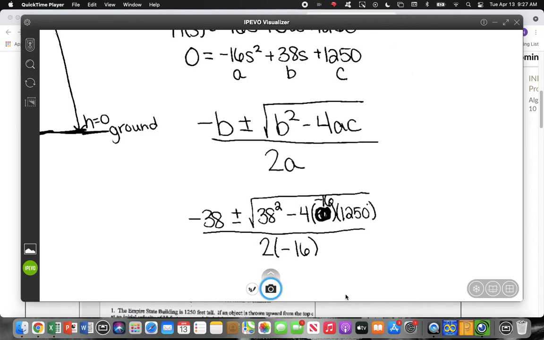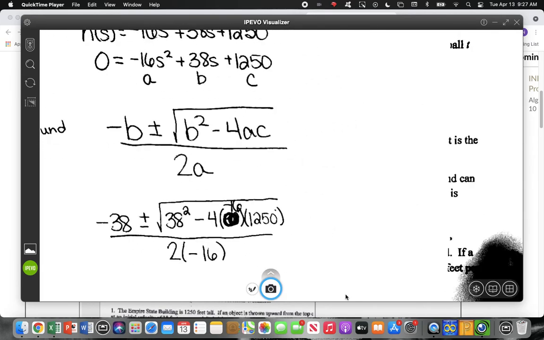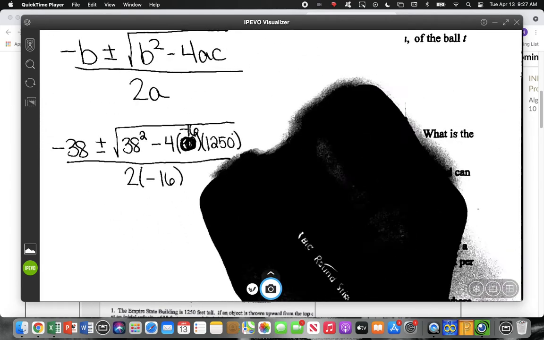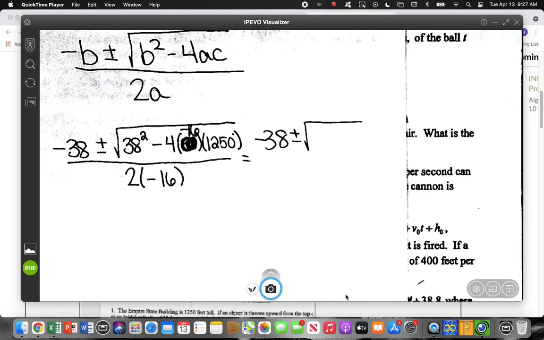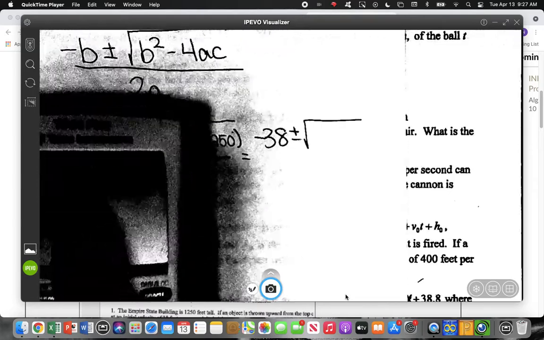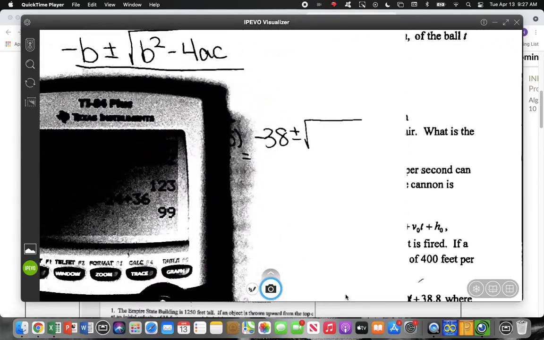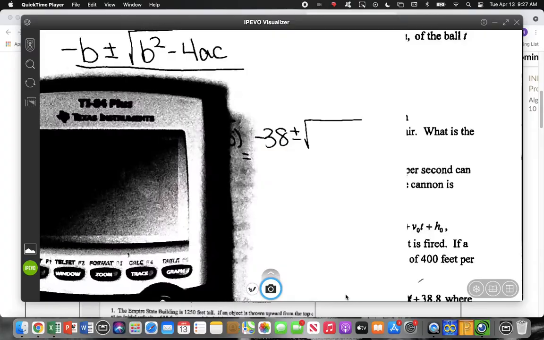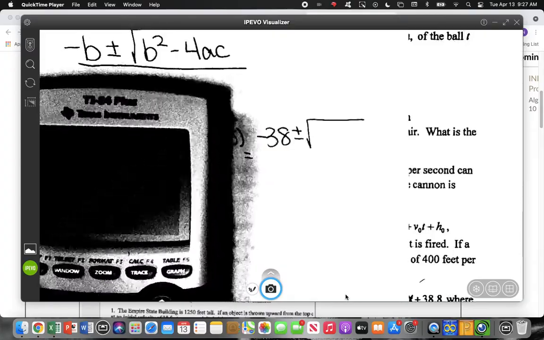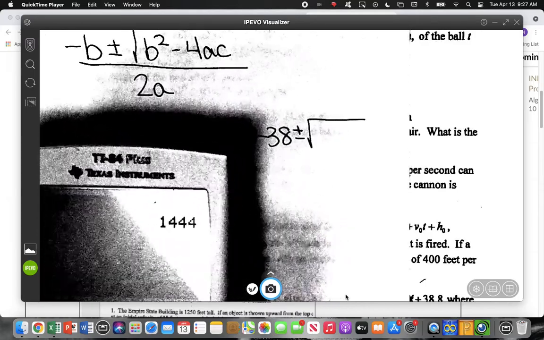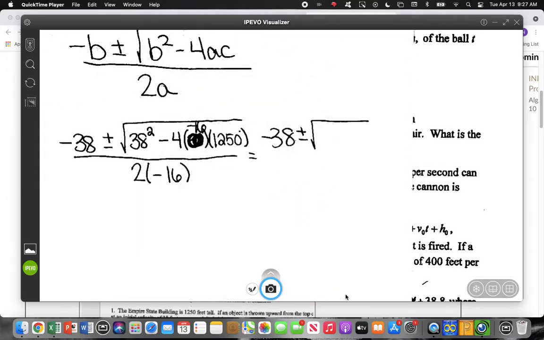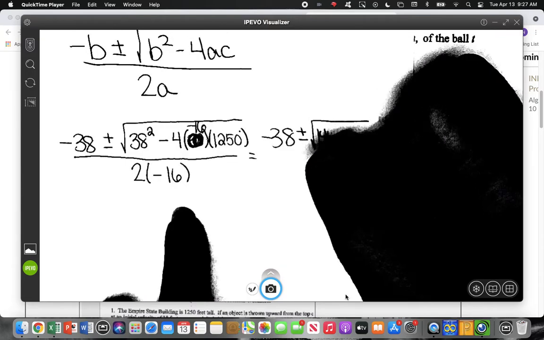All right, so this is where you guys have your calculators. So let's simplify this a little bit. All right, let's go inside the square root first. 38 squared. So if I take 38 squared, I'm getting 1,444. All right, so 38 times 38 is 1,444.